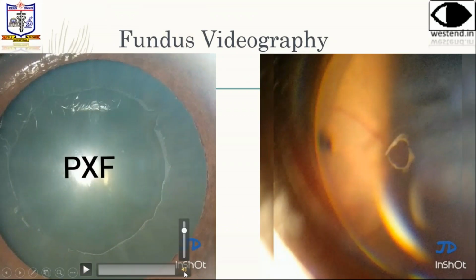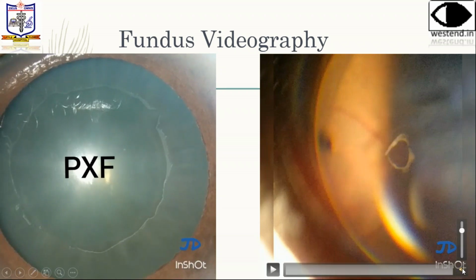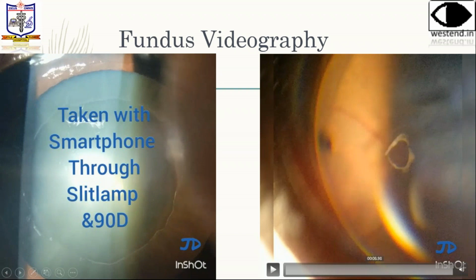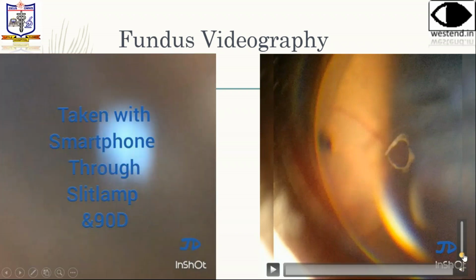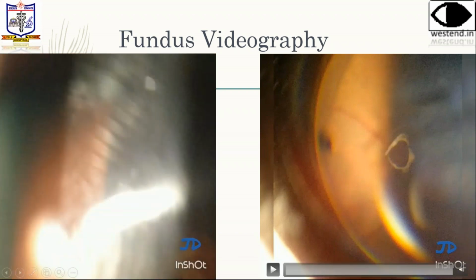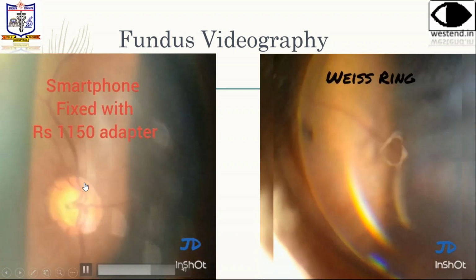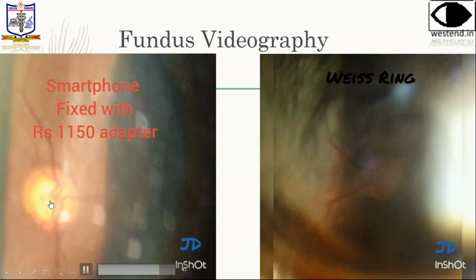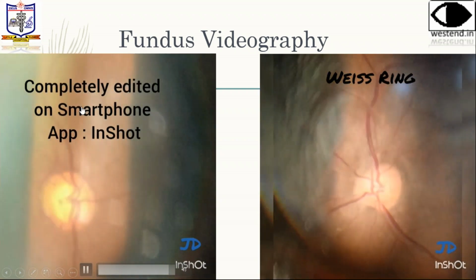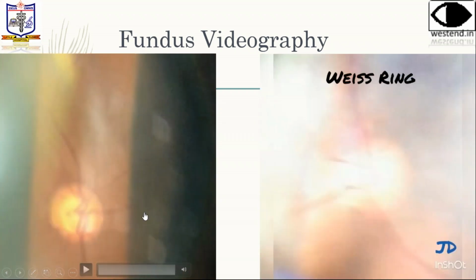And I will just show you some videos also, which I have taken with a 90 diopter lens and a smartphone on a slit lamp. On the left, you can see a patient with pseudo exfoliation. I have used a 90 diopter lens, and you can see the fundus clearly. This was edited on a smartphone itself.